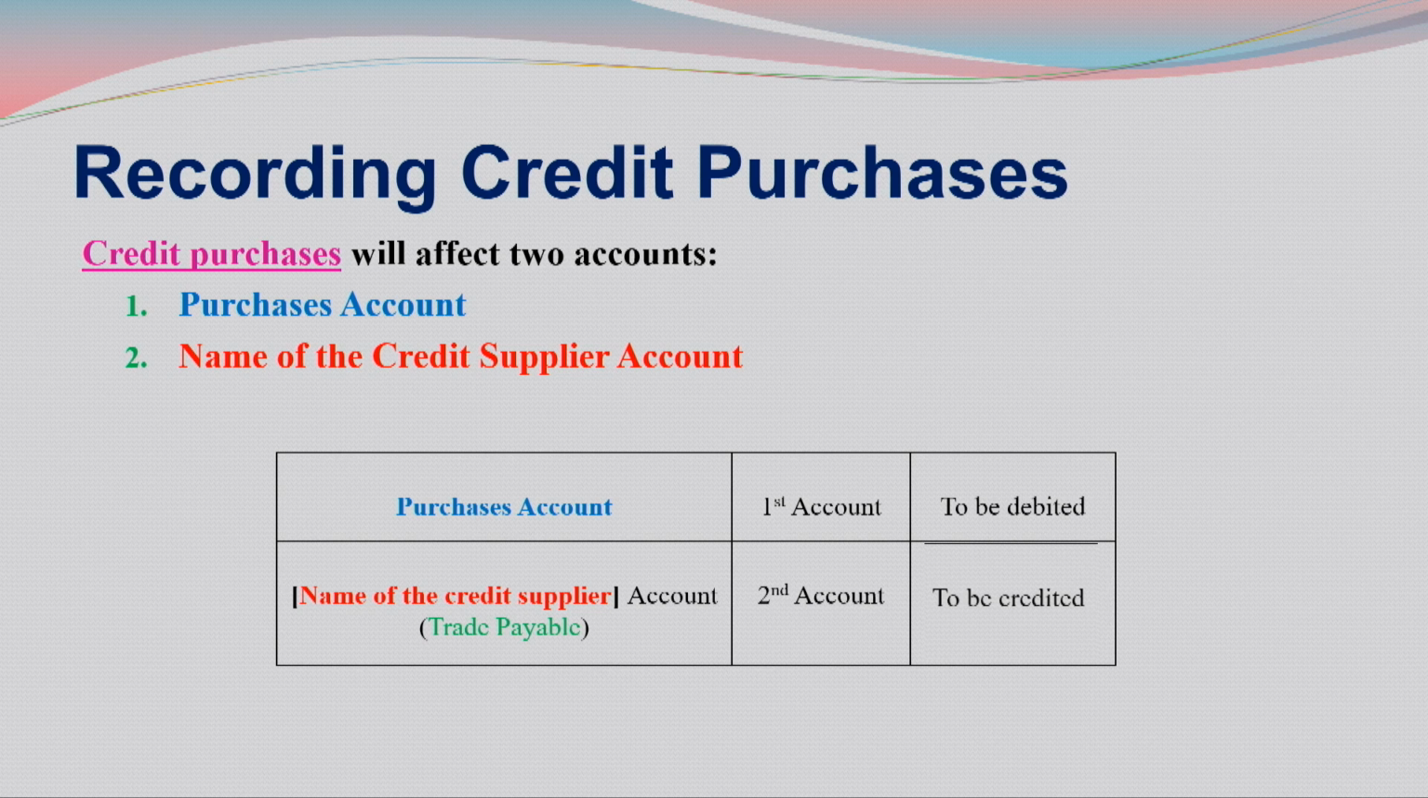Recording credit purchases. Credit purchases will affect two accounts. The first account which will be affected is the purchases account, and the second account will be the name of the credit supplier account. The purchases account will be debited and the credit supplier account will be credited.